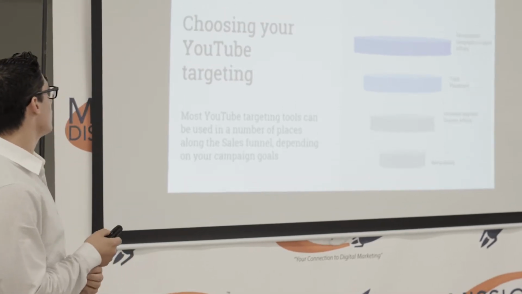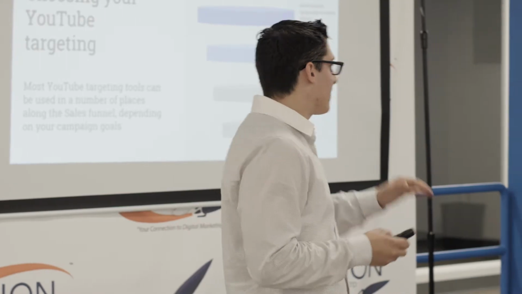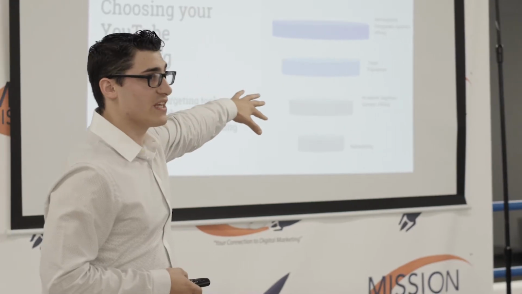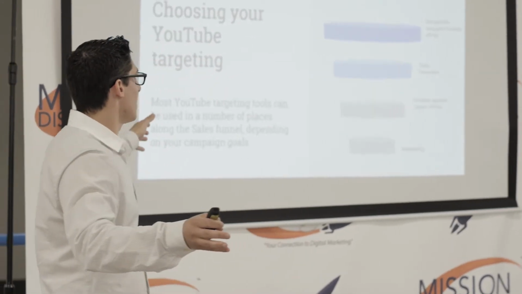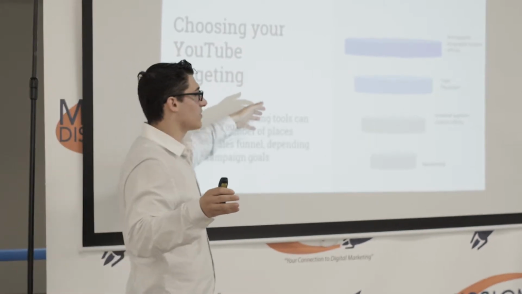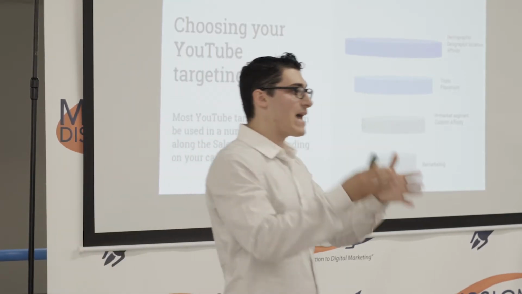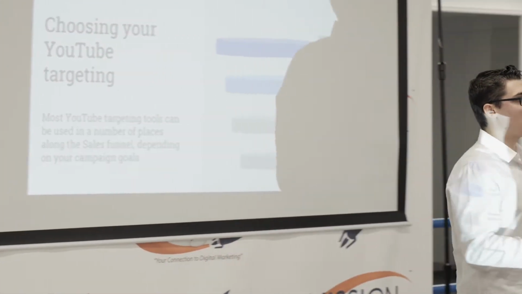So choosing your YouTube targeting. We talked about before that on YouTube, there's different levels of reach within YouTube. The first is broad reach. This reach, when you're going after a broad demographic or geographical location, is going to cost you the least amount of money. But as you go down your targeting options, you pay more money. And that makes sense because these are people that are more interested in your company.